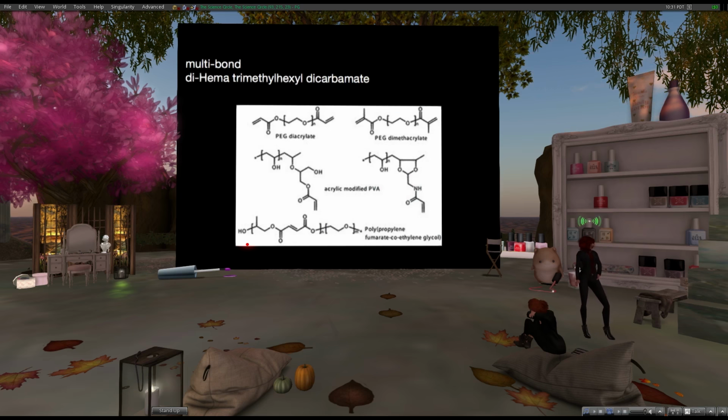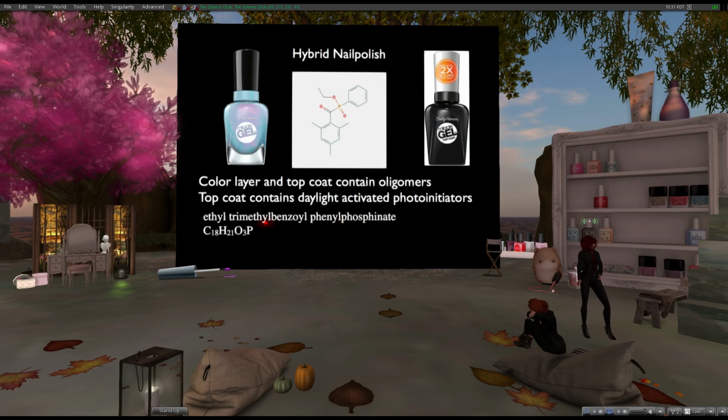And some of the molecules have multi-bonds, like this one here, and what this allows is the cross-linking. Polyethylene glycol diacrylate, polyethylene glycol dimethacrylate, and acrylic modified polyvinyl alcohol. These molecules allow for the cross-linking, which gives a bit more strength to the nail coating.